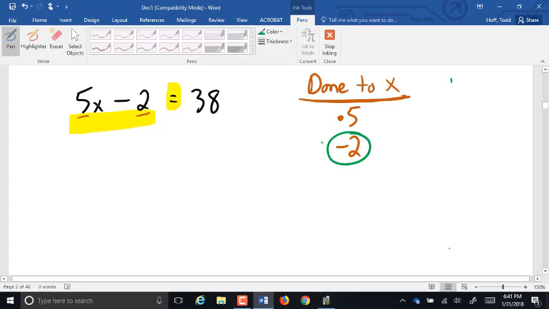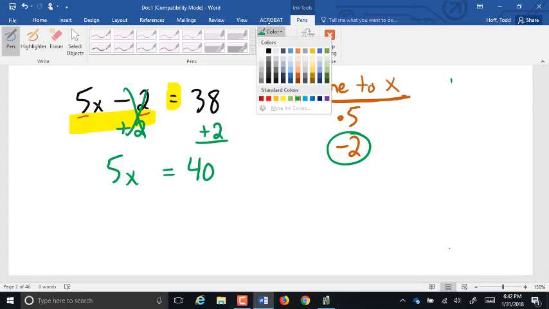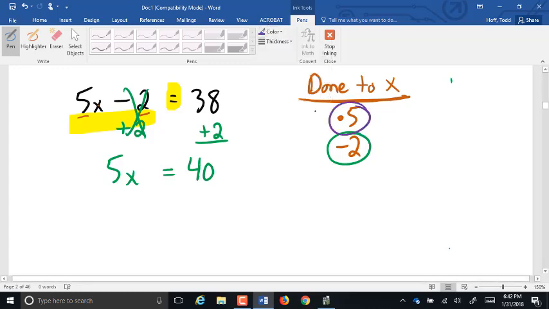How do we take that off? Add 2. So that minus 2 is gone, leaving us with 5x. We add 2 to the other side to get 40. Very good. 38 plus 2 is 40. Now we can go up and get rid of the times 5 by dividing by 5. So that 5's gone. x equals, we have to remember to divide the 40 by 5 as well to get 8.